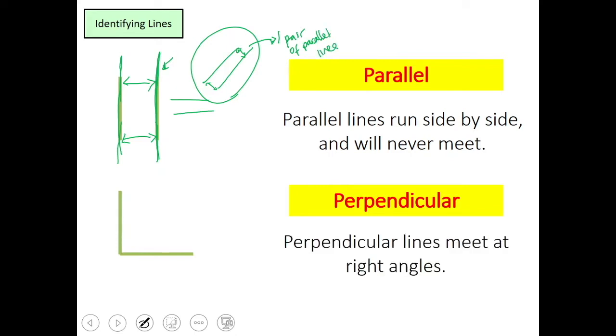Right, so now perpendicular lines are lines that meet at right angles. So every time they meet, they make a right angle. So if I were to draw these 2 lines here right now, they don't form a right angle, so these lines are not perpendicular, whereas this one is. And here we would call this a pair of perpendicular lines.